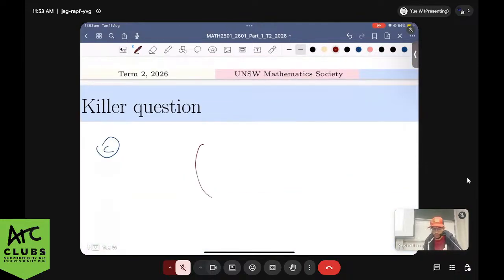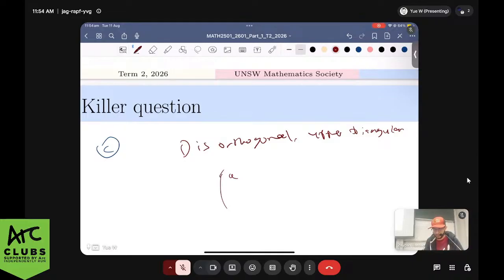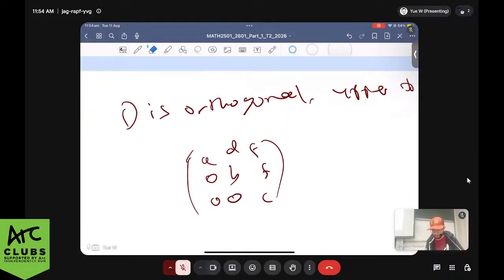So we're assuming that this matrix D is orthogonal and upper triangular. It turns out if you have such a matrix, it will always have that property. Let's just look at an example, right? 3 by 3, for example. If it's upper triangular, it has to be like this. Let's write it like this: A, B, C, D, E, F. This is what it means to be upper triangular for a 3 by 3, for example.